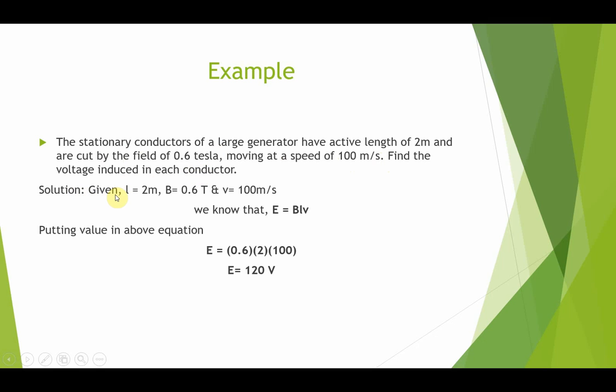So we have the given data: length 2 meters, B 0.6 Tesla, and V 100 meters per second. We know that induced voltage is given by BLV. Putting the values in this equation, we get 120 volts.